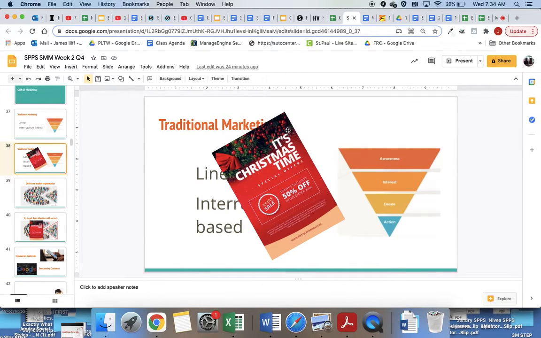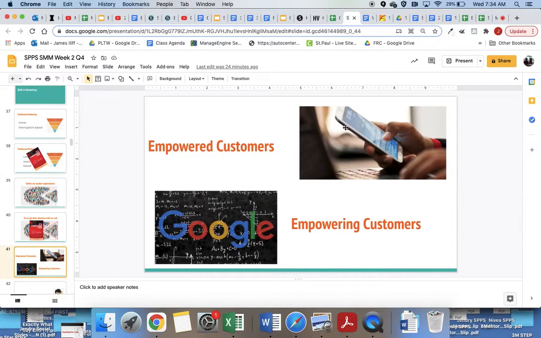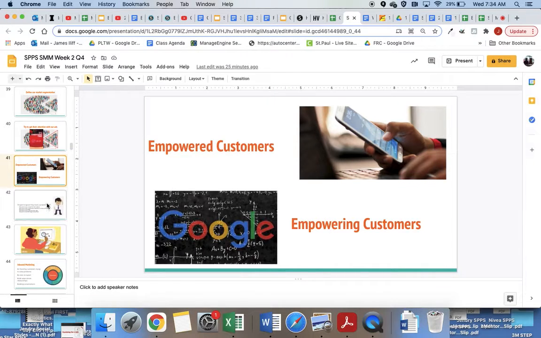This interruption-based marketing was much more powerful back then because we didn't have this technology in our hands. Also, companies like Google are doing great work to empower us. Google has transformed search engines to allow us to get relevant information as quickly as possible. So for these two reasons, marketing has to shift.